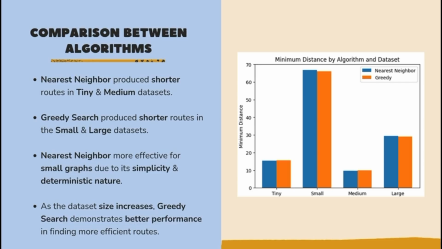The nearest neighbor produces shorter routes in the tiny and medium datasets. Then greedy produces shorter routes in the small and large datasets. Nearest neighbor is more efficient for small graphs due to its simplicity and deterministic nature. As the dataset increases, the greedy search demonstrated better performance in finding more efficient routes.